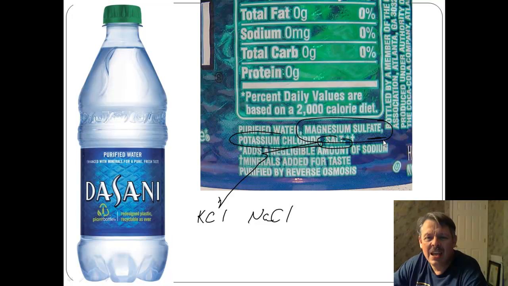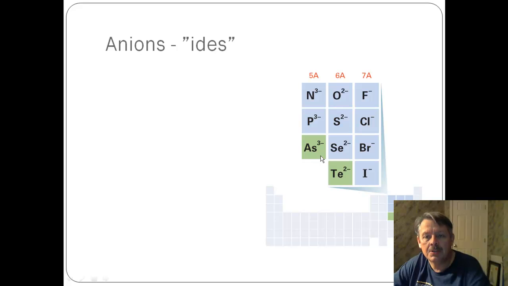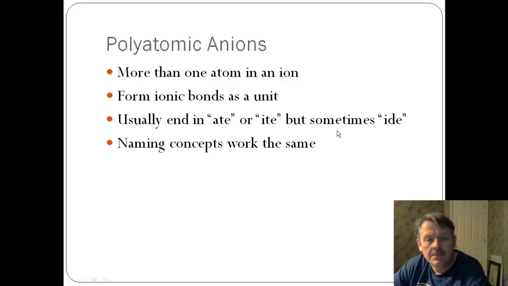And what is this "ate" business? We know what the "ide" is, but what in the world is the "ate" business? When we look at ions on the periodic table, they all end in "ide." So this is nitride, oxide, fluoride, and this would be sulfide. So what's this sulfate stuff? That's not sulfide.